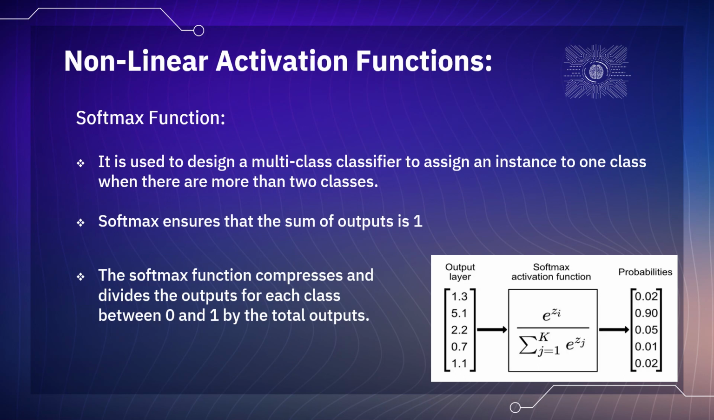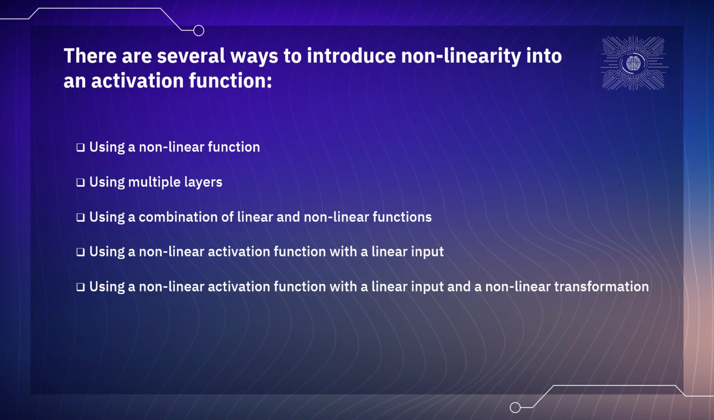Softmax function. It is used to build a multi-class classifier to solve the problem of assigning an instance to one class when the number of possible classes is larger than 2. Softmax ensures that the sum of outputs is 1. The softmax function squeezes the outputs for each class between 0 and 1 and divides it by the sum of outputs.